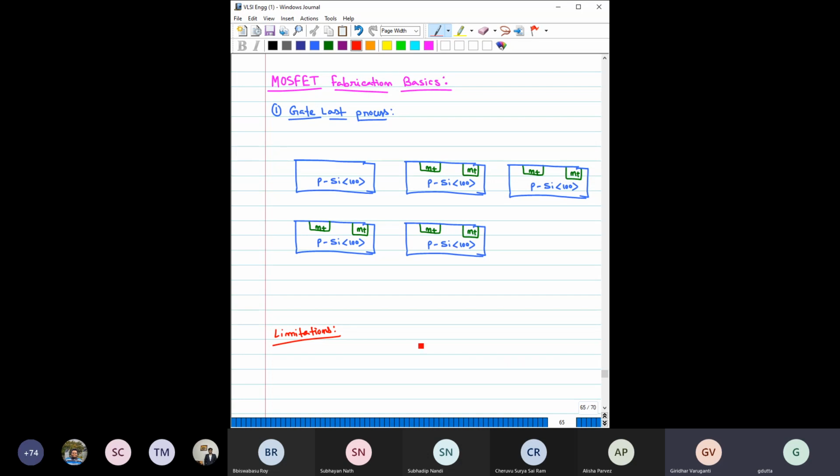But we have done CMOS quite extensively, so we know the CMOS fabrication. But there are some more nitty-gritty things regarding MOSFET fabrication. So let us briefly discuss those parts as well. For example, when the MOSFET was first invented, it was fabricated using a gate last process. Gate last process means you make the gate at the last. Okay. So how do you do that? Or how did people do it at that time?